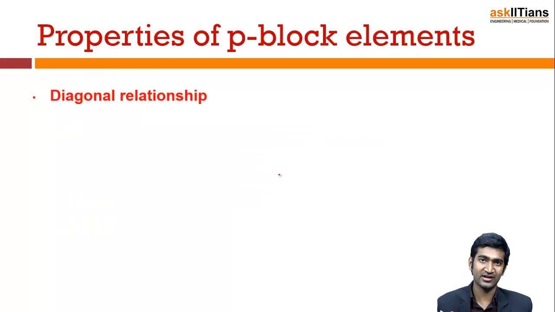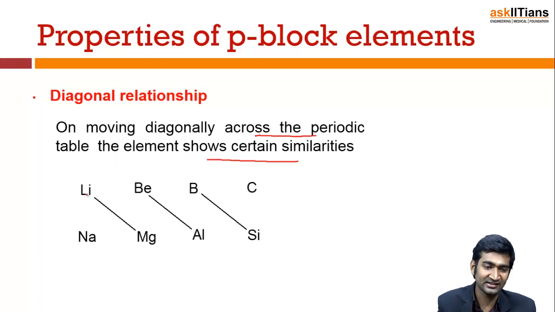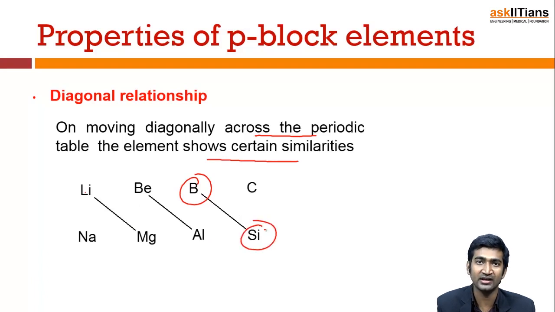Then the diagonal relationship which I told you about is also observed here, like in S block. On moving diagonally across the periodic table, the elements show certain similarities. Lithium shows similarity with magnesium, beryllium with aluminium, and boron with silicon. So here also the diagonal relationship is observed.